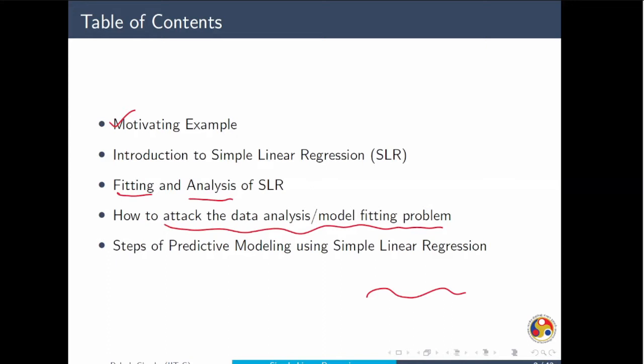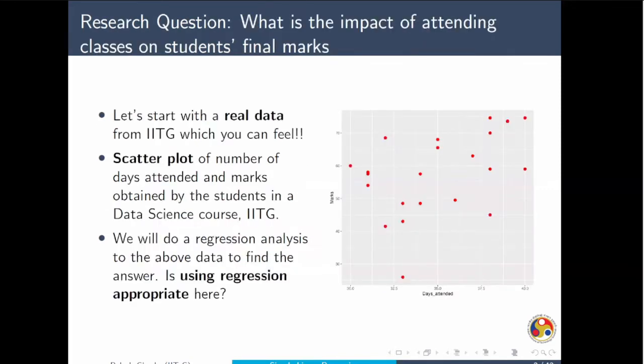Okay. So here we'll talk again about the different steps of predictive modeling using simple linear regression. I will explain with respect to the simple linear regression model, but these steps are actually important for any type of model that you can think of or will learn later on. Okay. So here I'll talk about the research question.